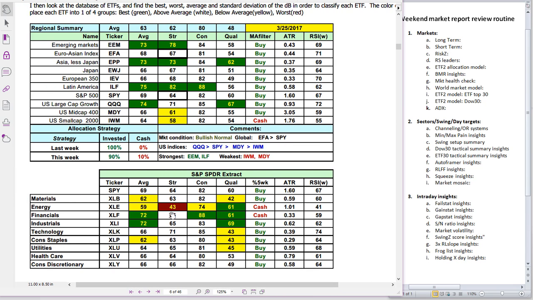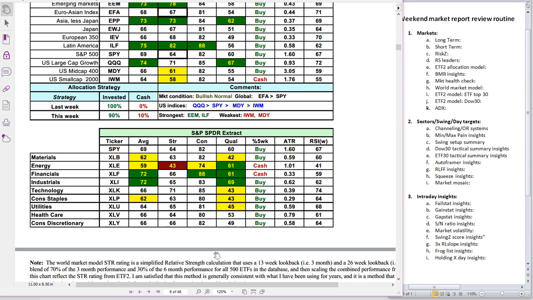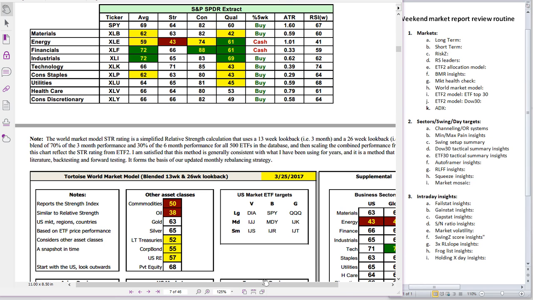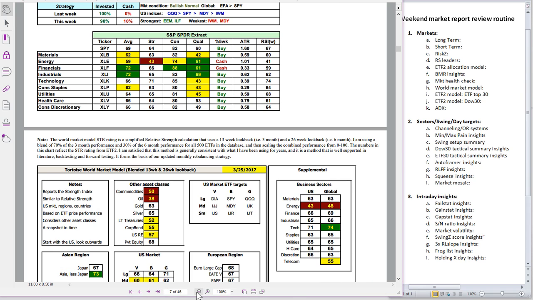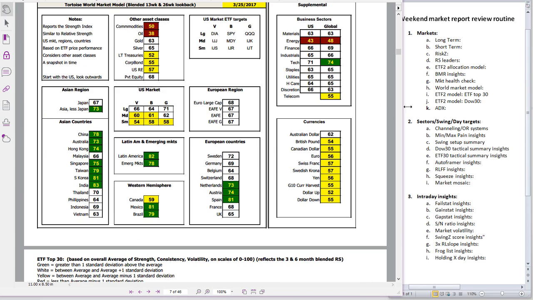Inside the sector spiders, energy lagging, and now financials have come out of the green into the white. The rest of the U.S. still above average, though. Expanding this to look at the world market model now. So here we are at world market model. I'm seeing only the large caps and mid cap growth are above average for the U.S. Mids and smalls are weak. We just saw evidence of that elsewhere.